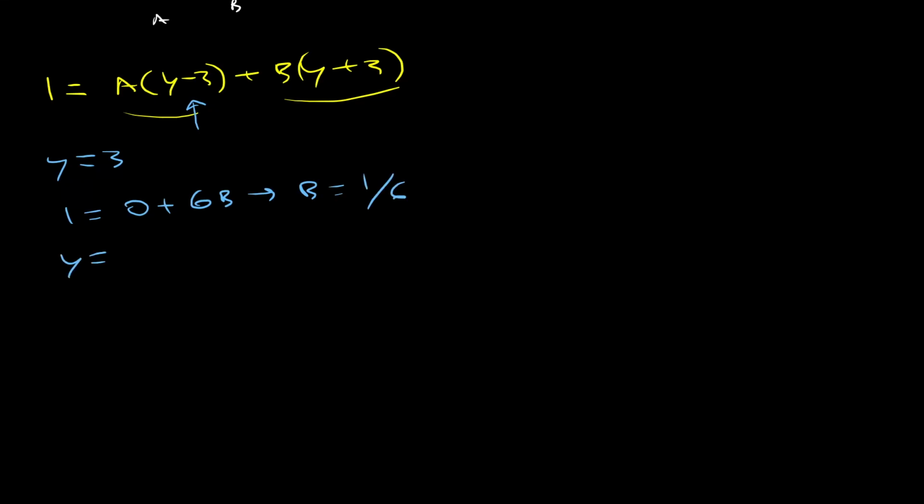The same thing for the other one. If y is equal to minus 3, 1 is equal to minus 3 minus 3, that's minus 6. So minus 6a plus 0. So a is equal to minus 1 divided by 6.